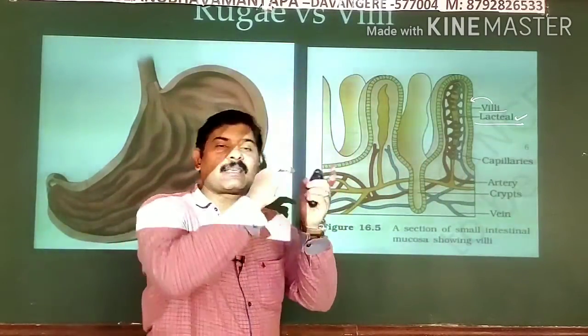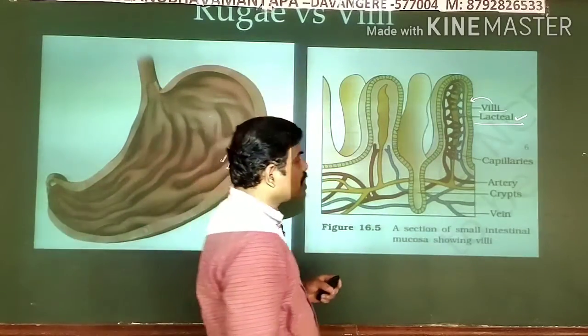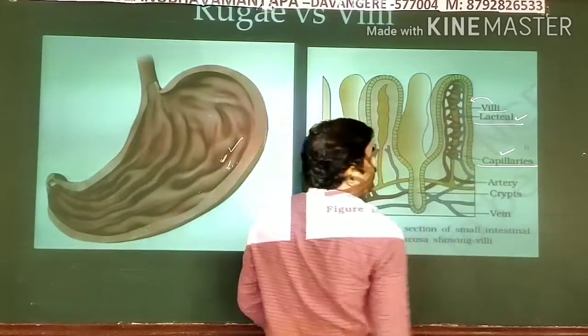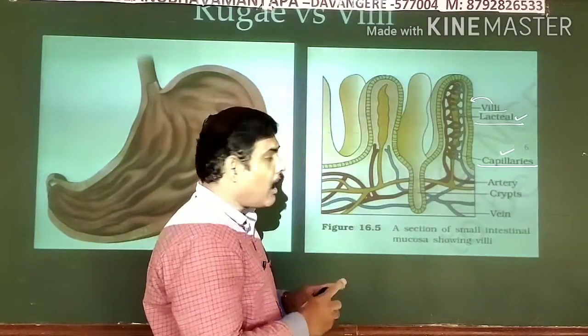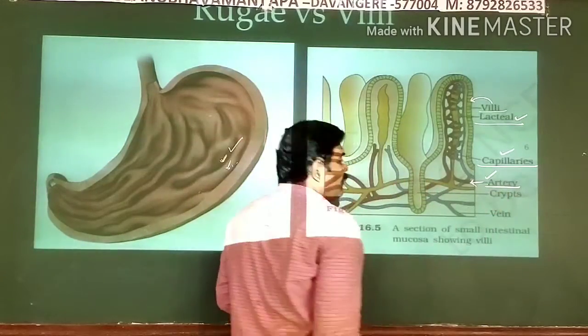The lacteal is supplied with various types of blood vessels. There you can see the blood capillary network also present around the lacteal. This network of capillaries is formed by the arteries. See, this is actually an artery.